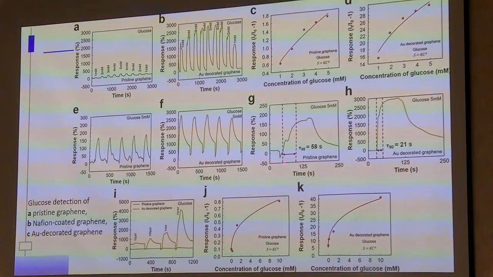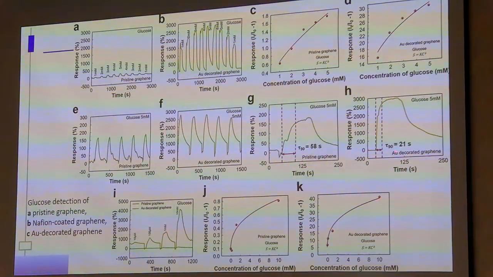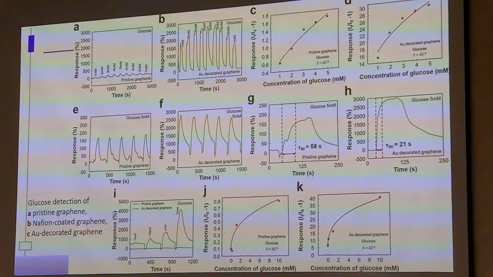Response time for pristine graphene is 58 seconds, and gold is 21 seconds. So it clearly shows that when you decorate graphene with gold nanoparticles, the sensitivity of the FET is more than 2,000 times higher compared to the pristine graphene.